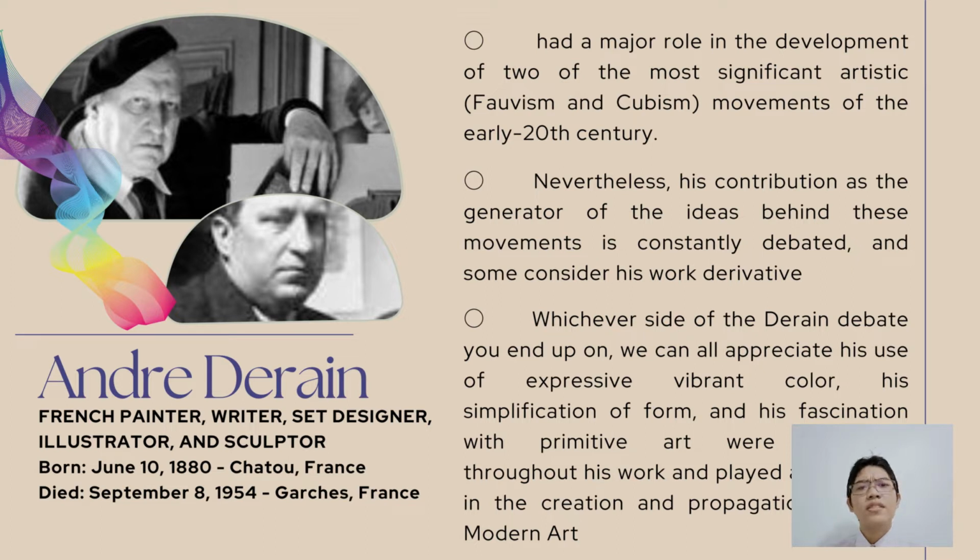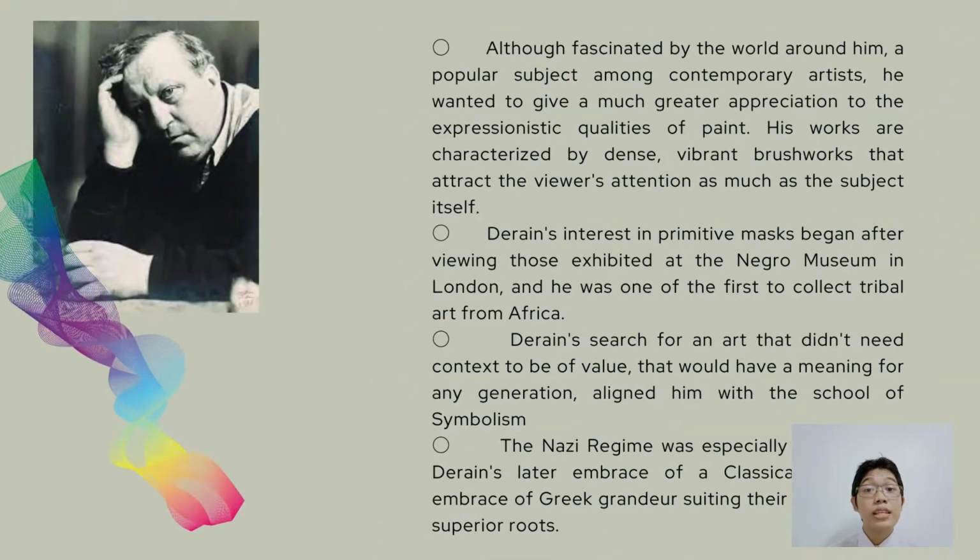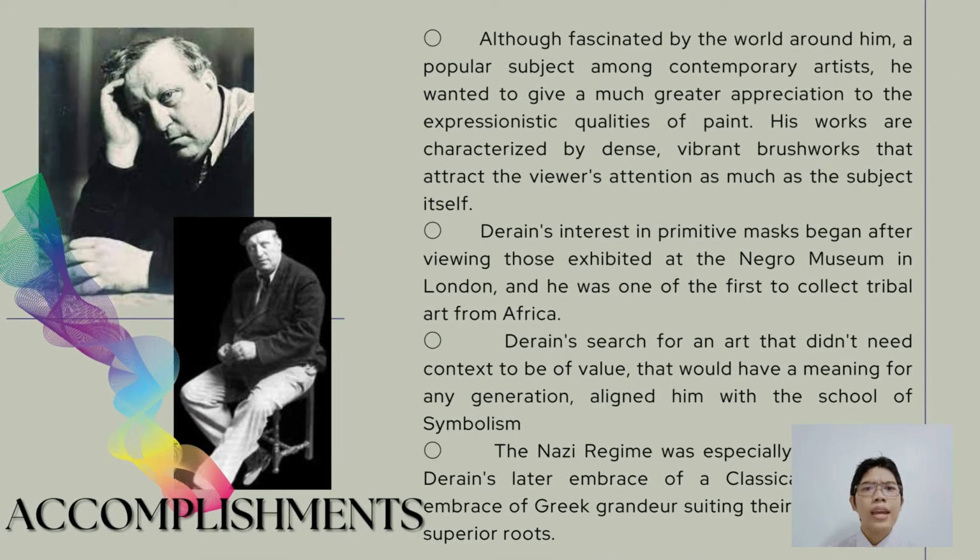However, whichever side of the Derain debate you end up on, we can all appreciate his use of expressive vibrant color, his simplification of form, his fascination with primitive art were constants throughout his work and played a major role in the creation and propagation of early modern art. And now let's proceed to his accomplishments. Derain was one of the founders of the Fauve artistic movement along with Matisse.